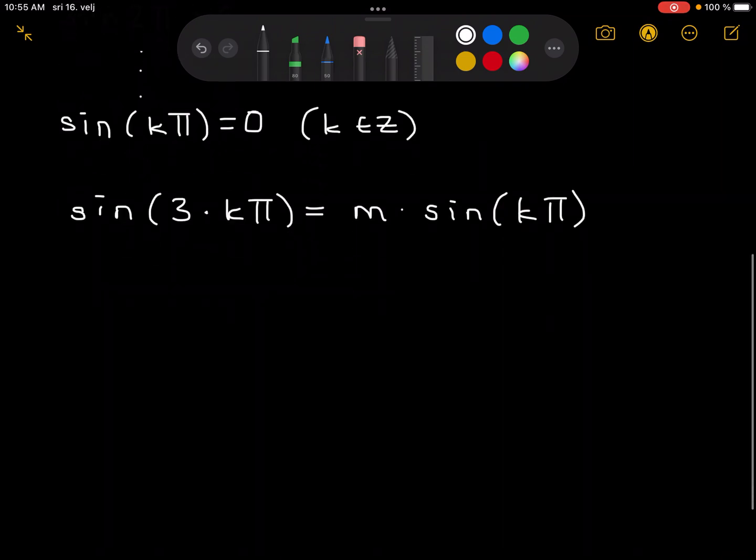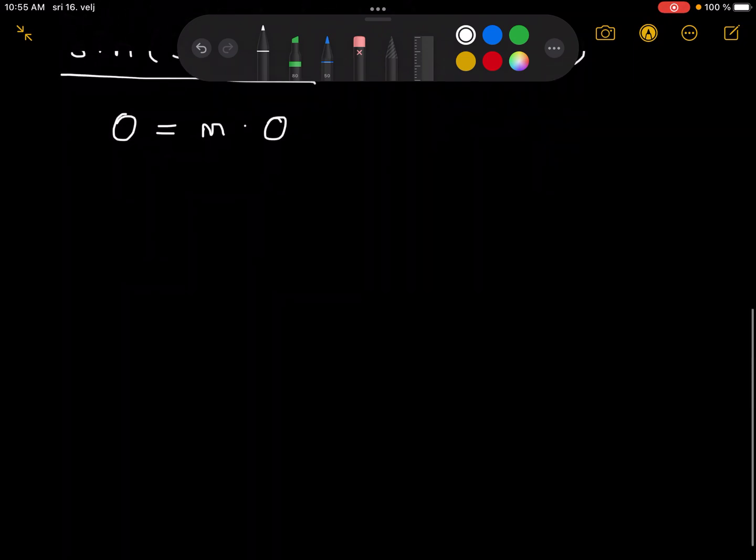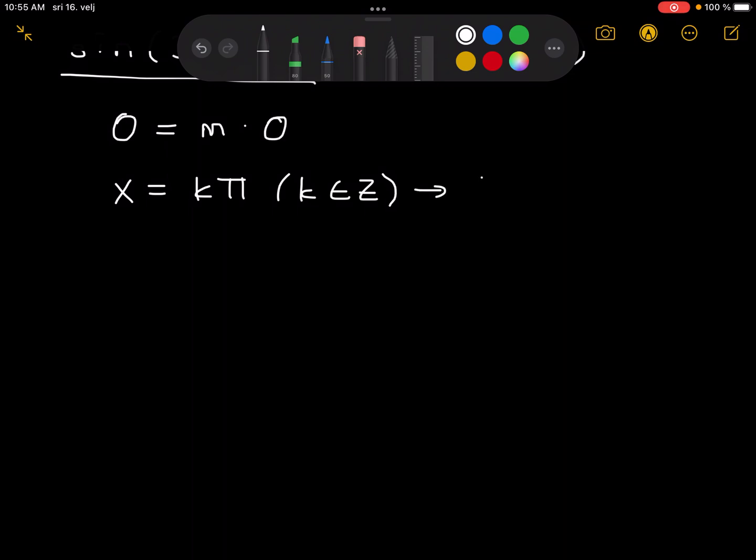Since k is an integer, the product of 3 and k must also be an integer. And so this will always be equal to 0. M is going to be m, and sine of k pi is still going to be 0. So if you plug in any value of the real parameter m, you're still going to get that this is true. So I'm just going to say that x is equal to k pi where k is an integer is a trivial solution.